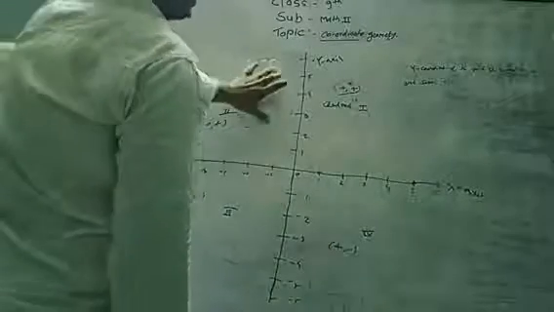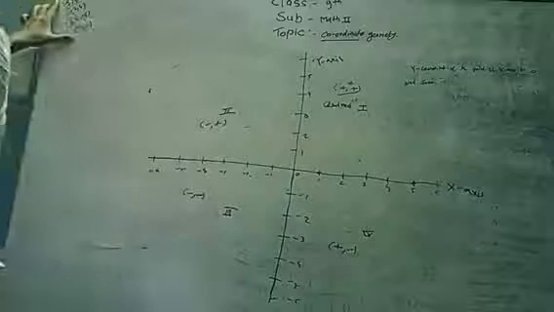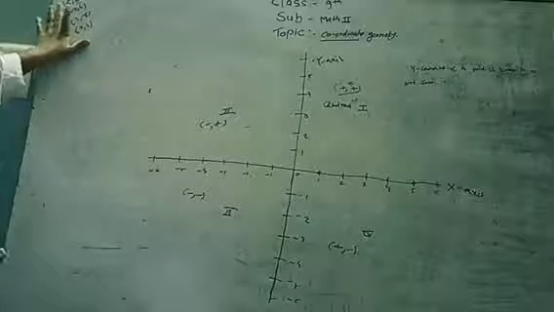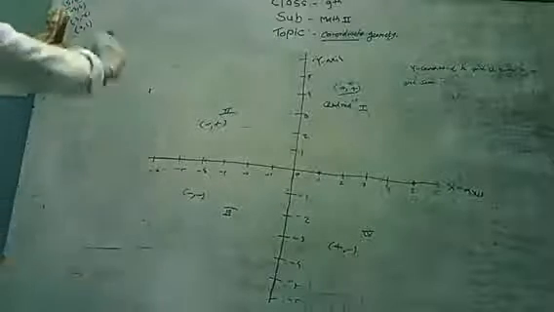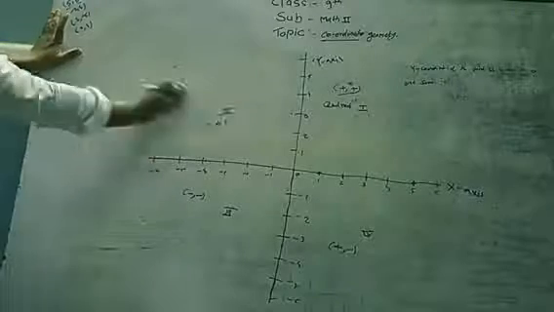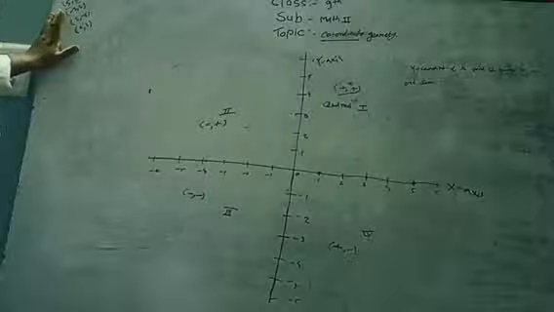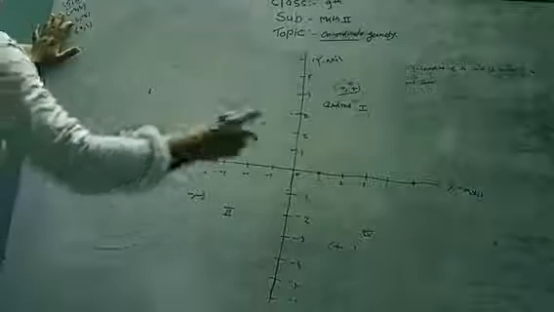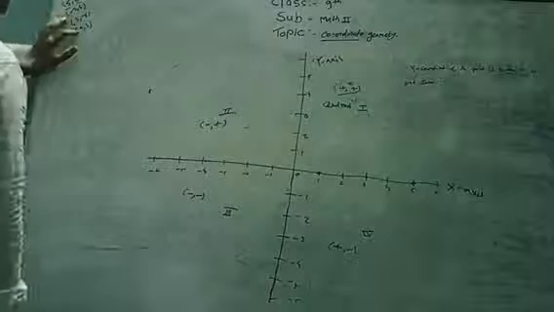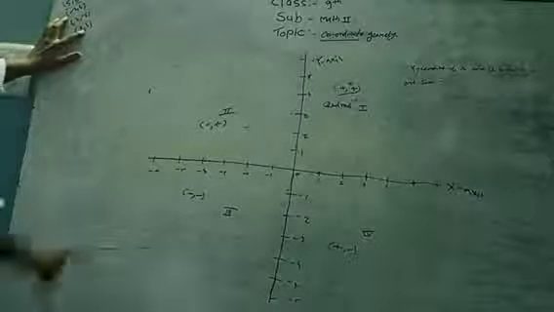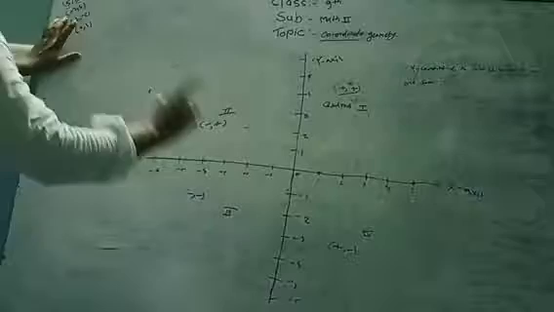So by seeing only the signs of the coordinates of the points, you can simply say in which quadrant the point is present. The point (5, 3) is present in the first quadrant. The point (-2, 4) is present in the second quadrant. The point (2, -5) is present in the fourth quadrant. The point (0, 4) is present on the y-axis because the x coordinate is 0. Okay.